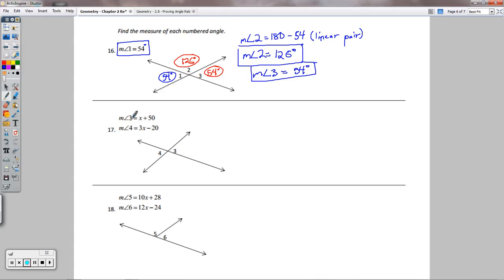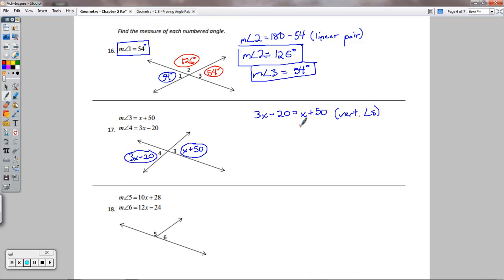Number 17, measure of angle 3 is x plus 50. I will write that in the picture. The measure of angle 4 is 3x minus 20. These are vertical angles, meaning that they're congruent to each other. So I can say that then 3x minus 20 would have to equal x plus 50. If I had to give a reason, it'd be easy to do. Vertical angles would be my reason.